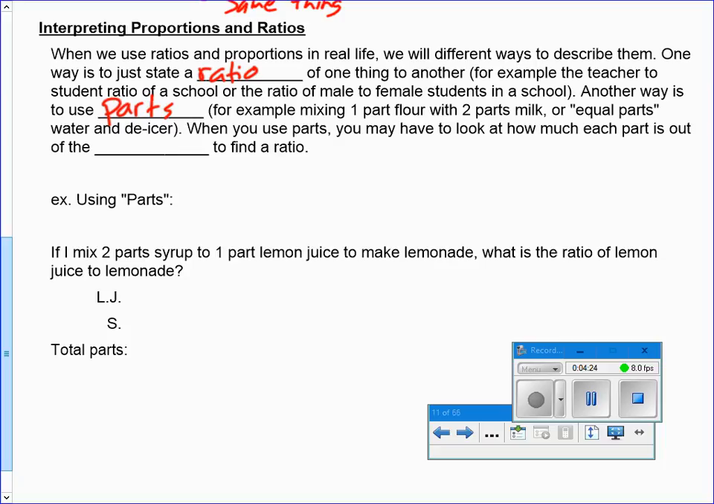When using parts, it gets a little bit trickier, since parts are ratios of pieces compared to each other, but not parts out of the total. So that's what makes it a little trickier when we're using parts, is you have to think about what the total is, because it's not given to us like it is in a ratio.